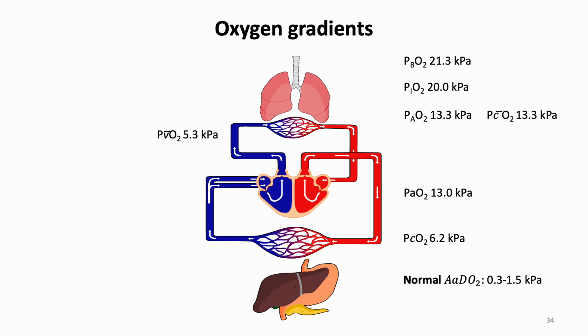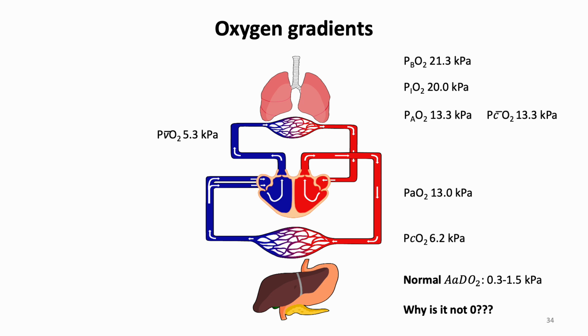You can either calculate the alveolar oxygen tension by the alveolar gas equation, or you can measure it, and the arterial oxygen tension can obviously be measured in an arterial blood gas. In normal humans, at least normal young individuals, it's usually between 0.3 and 1.5 kilopascals. And this indicates that pulmonary gas exchange is good, but it's not perfect, because if it was perfect, there would be no difference between the alveolar and the arterial oxygen tension.